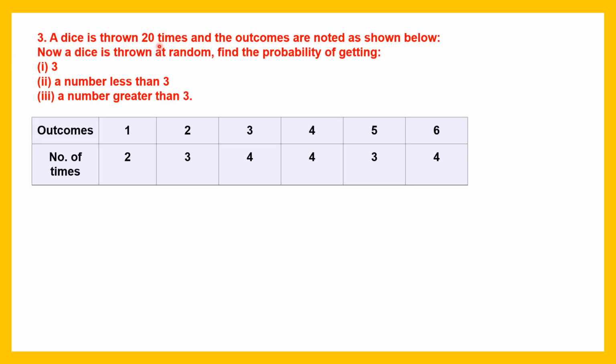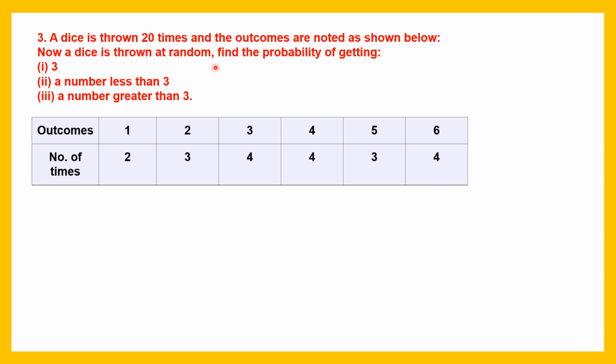Question 3. A dice is thrown 20 times and the outcomes are noted as shown below. Sometimes when you throw the die, you will get 1 or 2, and all these numbers up to 6. The different faces have different numbers. So when it was thrown 20 times, the number 1 came 2 times. The number 2 appeared 3 times. And 3 came 4 times, 4 came 4 times, 5 came 3 times, and 6 came 4 times. So these are the outcomes and the number of times that these numbers happened.